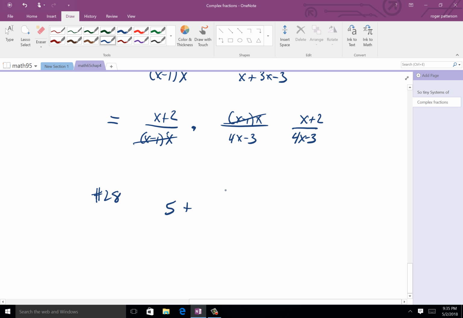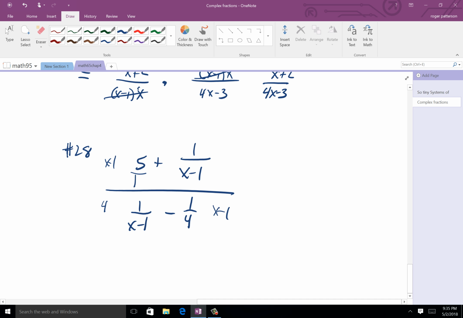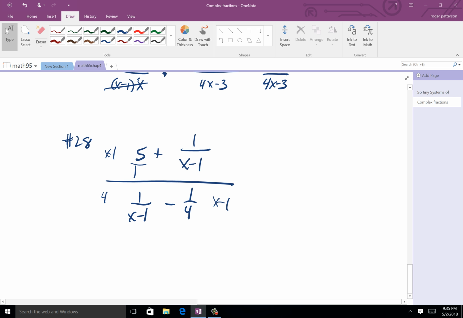5 plus 1 over x minus 1, over 1 over x minus 1 minus 1 over 4. So it looks like that. Okay, so here we go. Common denominators, right? We're going to work the top, work the bottom. Put this over 1. Multiply x by x minus 1. This time, this one has, oh, look at this. We got a 4 here. We got an x minus 1 there. So we need both of them. That time we actually need to do both sides.